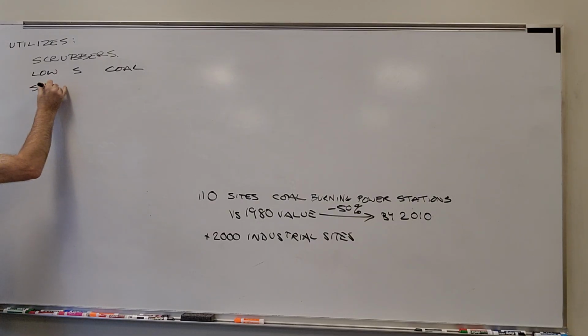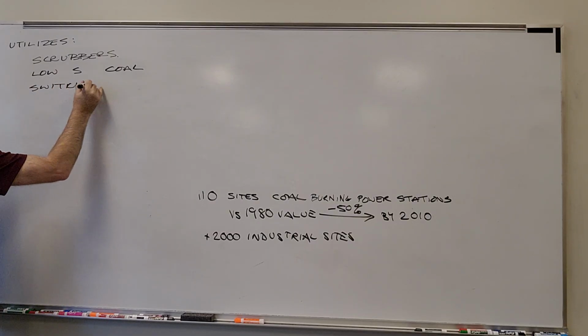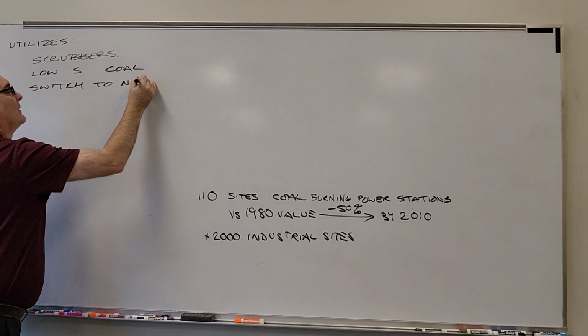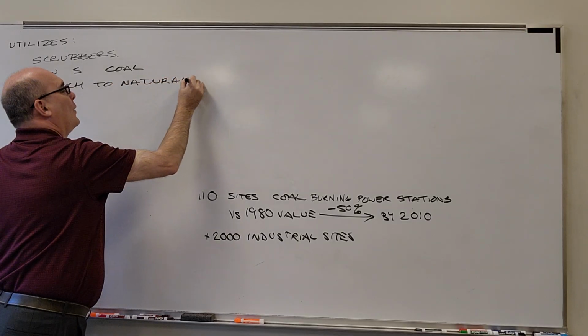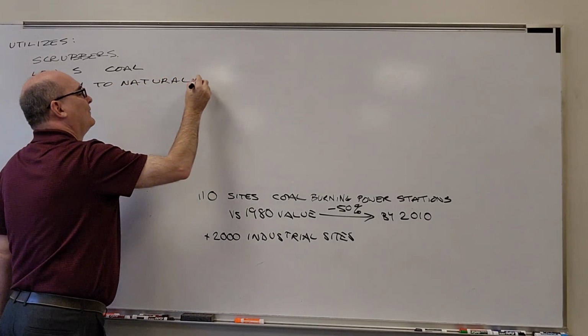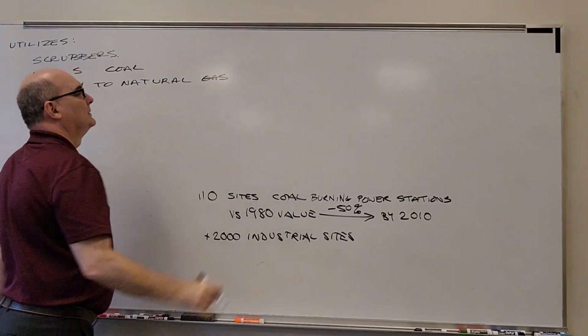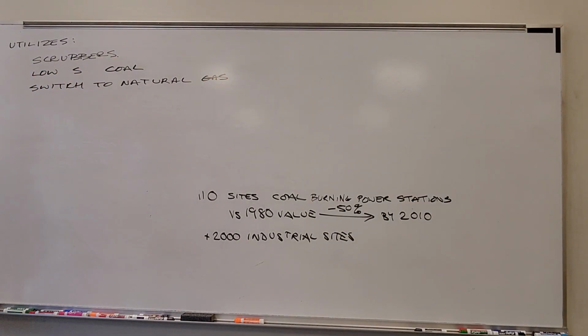We can switch to natural gas. Natural gas is lower in sulfur than the other fossil fuels. That's not a trivial thing. You can't just take a coal power station and flip a switch and turn it into a gas powered station. That requires a complete change of boiler design and the infrastructure of how to get the fuel to it.